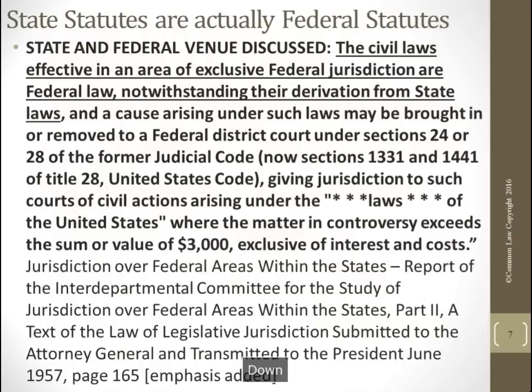And then it goes on page 165 of the same document. It talks about state and federal venue discussed, the civil laws effective in an area of exclusive federal jurisdiction, and you get to our federal law, okay? And so anywhere where there's a zip code, okay, is federal. And so you have to understand that. That's why I tell them I'm zip code exempt. That's why I use postal per queue, because again, that's international. Okay, watch my postal per queue video.